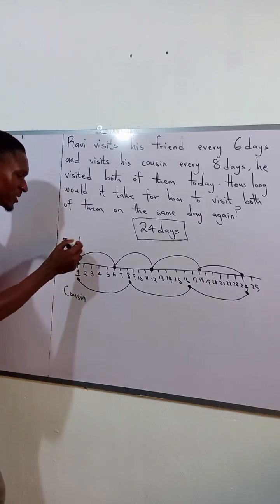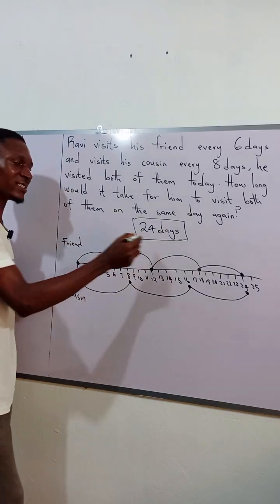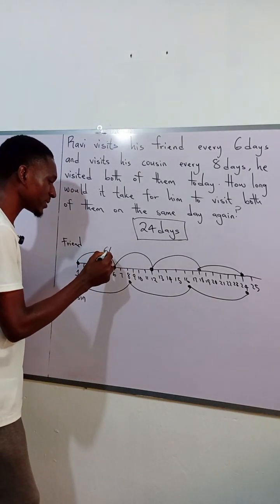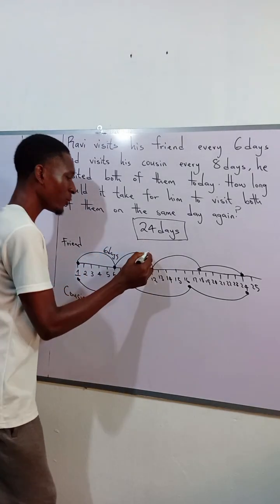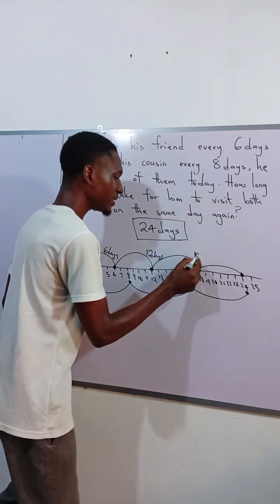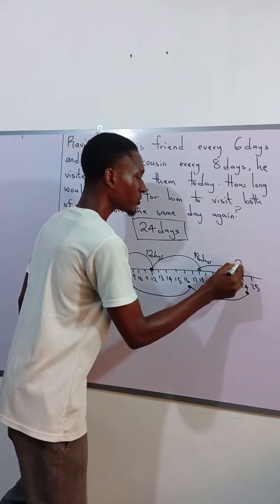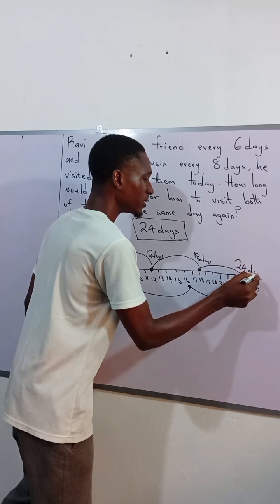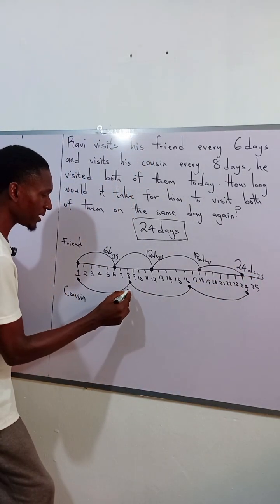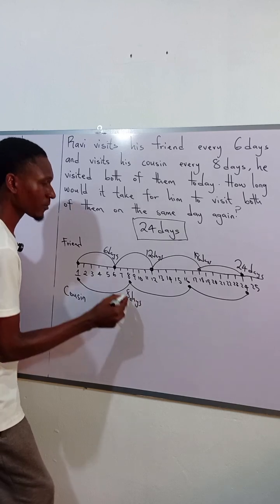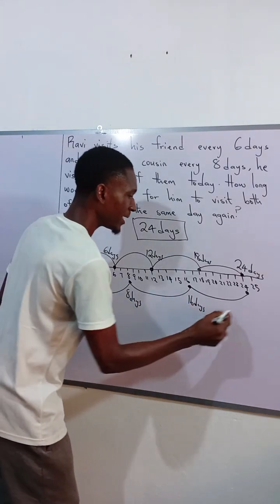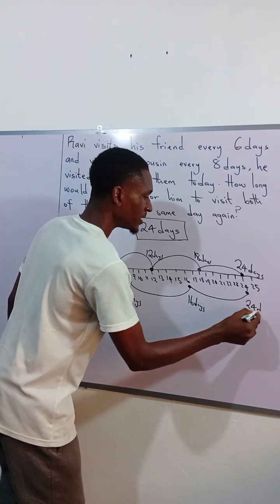When we look at this first friend, we can see that he goes there every 6 days. So here is what? The first 6 days. Here makes it what? 12 days. Here makes it 18 days before we get to what? 24 days. The same thing here. Here makes it what? 8 days. Here makes it 16 days. And here makes it 24 days.